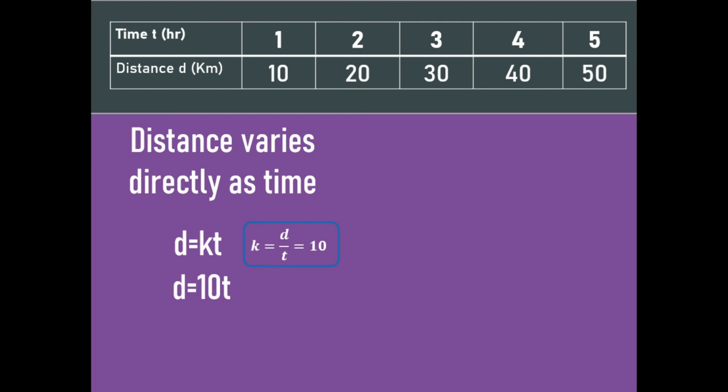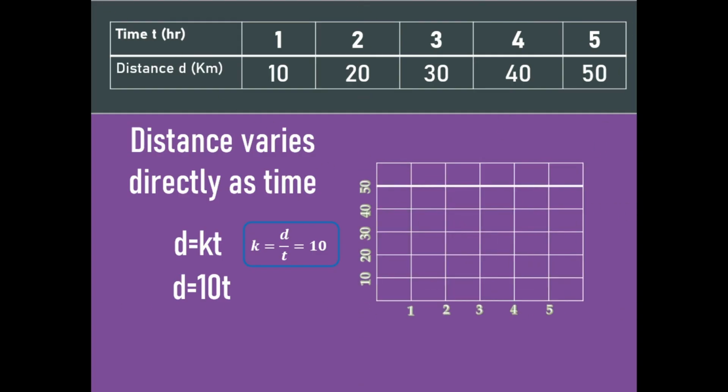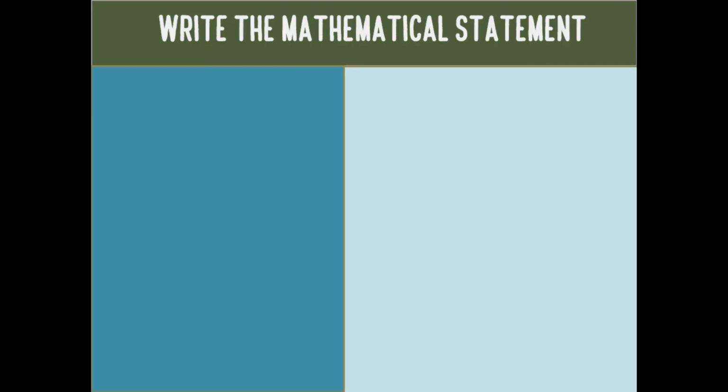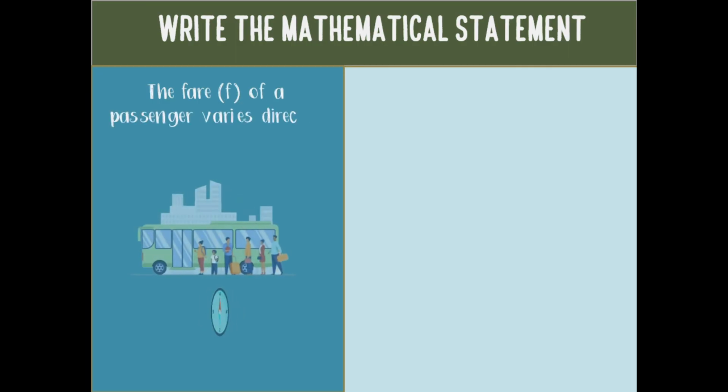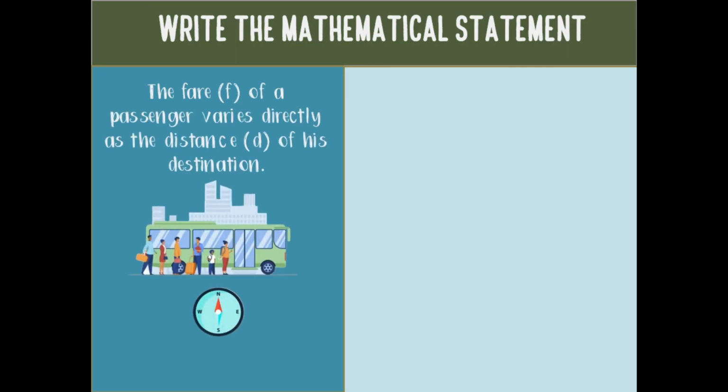Let's graph this using a Cartesian coordinate plane. After plotting, we can observe that the graph is a straight line. As x increases, y also increases. Let's have another example. Write the mathematical statement. The fare F of a passenger varies directly as the distance d of his destination. So the answer is F equals KD.